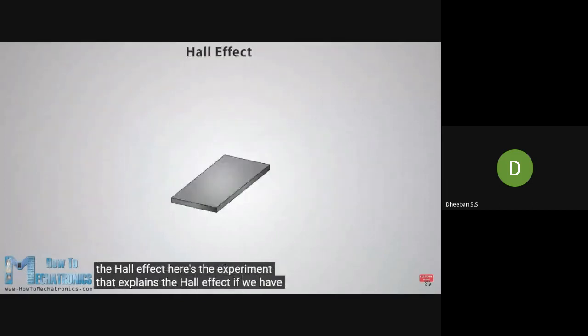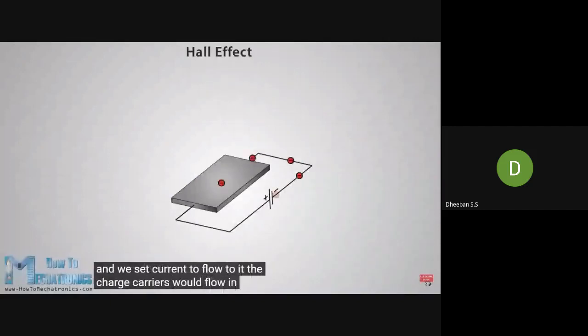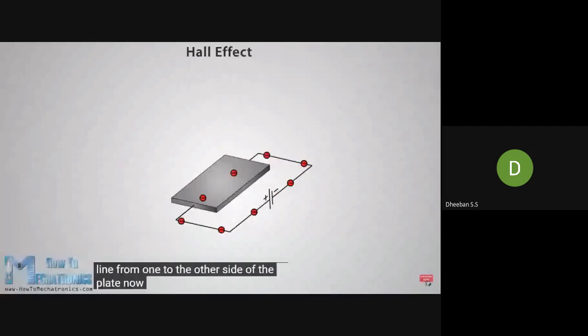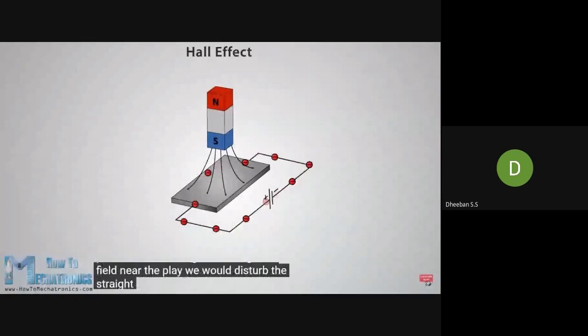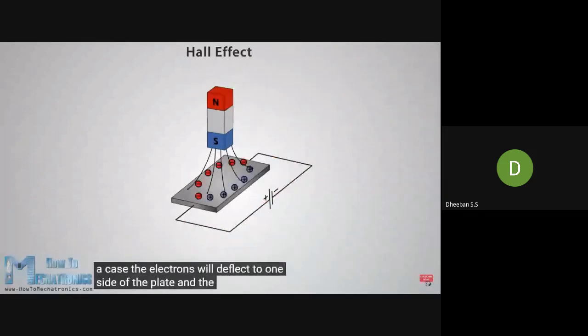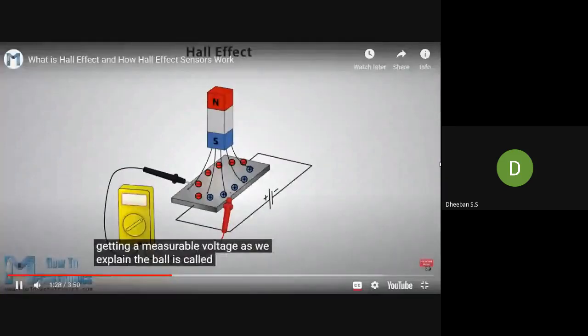If we have a thin conductive plate as illustrated and we set current to flow through it, the charge carriers would flow in a straight line from one to the other side of the plate. Now, if we bring some magnetic field near the plate, we would disturb the straight flow of the charge carriers due to a force called Lorentz force. In such a case, the electrons would deflect to one side of the plate and the positive poles to the other side of the plate. This means if we put a meter now between these two sides, we will get some voltage which can be measured. So, the effect of getting a measurable voltage, as we explained above, is called the Hall effect, after Edwin Hall, who discovered it in 1879.